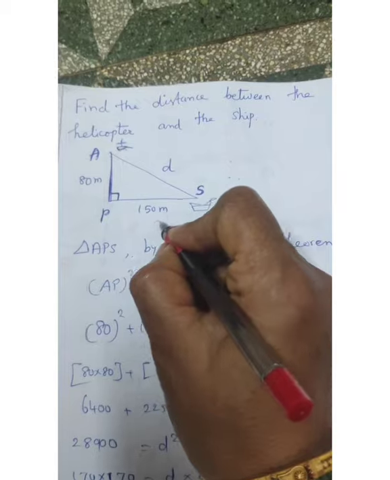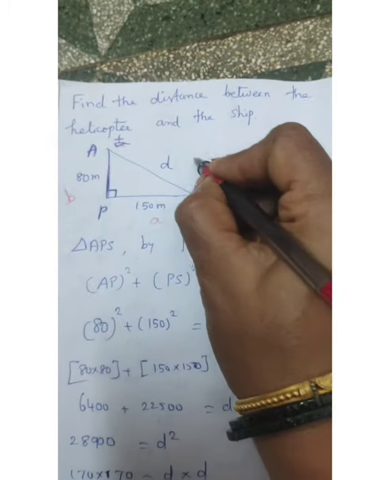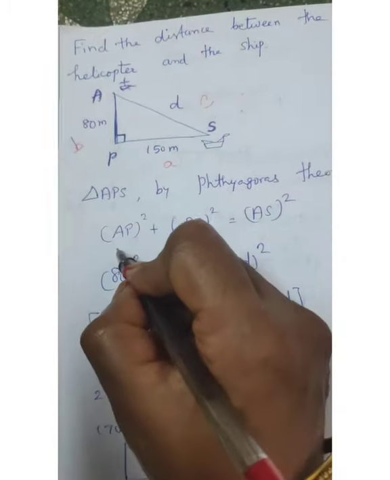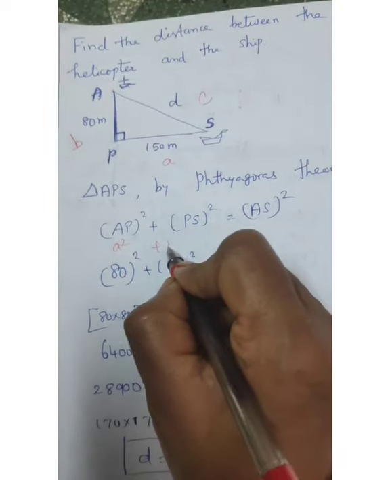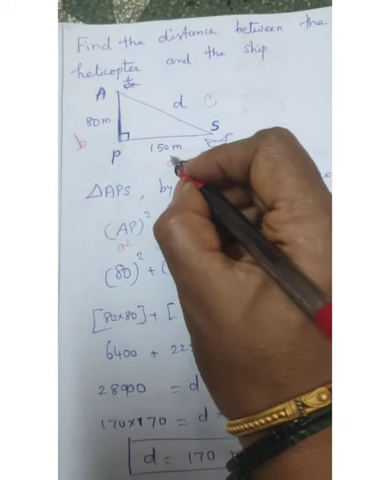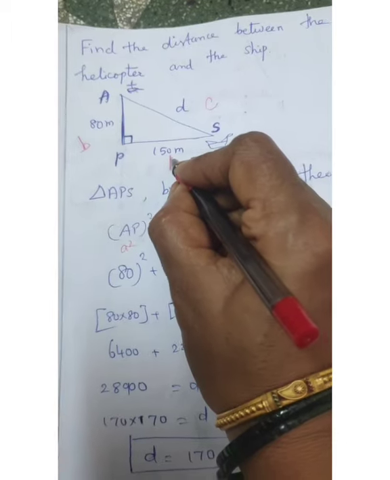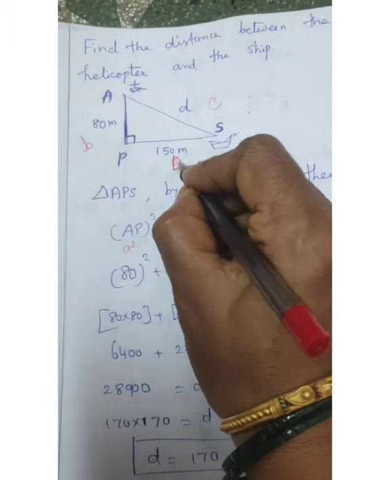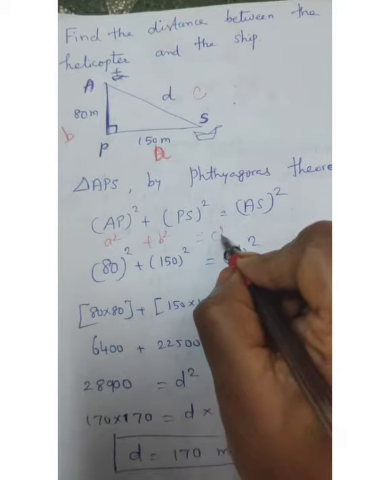Here you write in A, B, C. This, don't forget and write. So A squared plus B squared is equal to C squared.